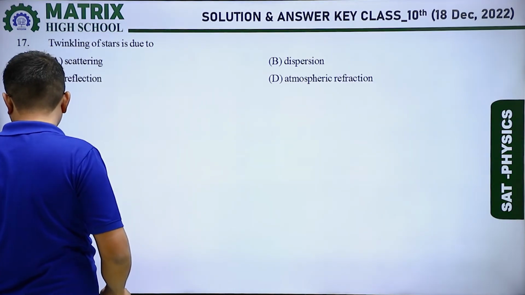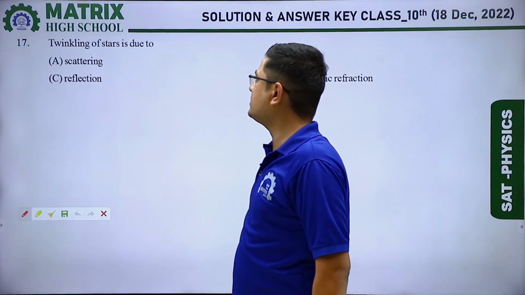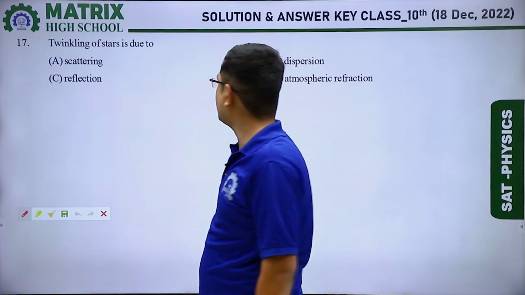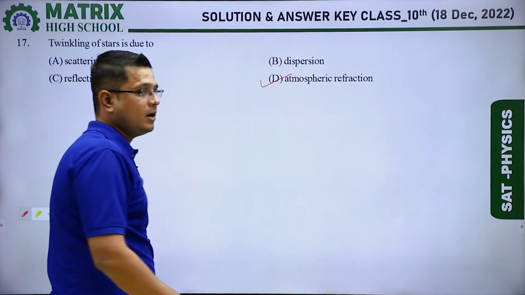Next question, question number 17. In the 17th question, a simple question: twinkling of stars is due to? So we know that twinkling of stars is based on atmospheric refraction. So the correct option is option D.